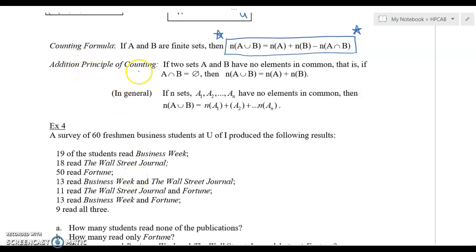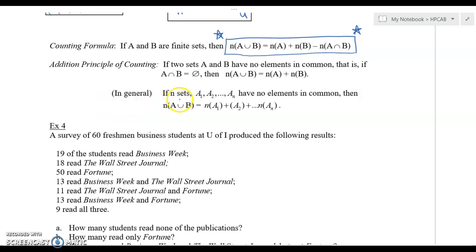Then there's the addition principle of counting. If two sets A and B have no elements in common, that is, if the intersection of A and B is the null set, then the number of A union B will have to be however much is in A plus however much is in B. You don't have to worry about subtracting off the intersection because there is nothing in common. So you just add however much is in A to however much is in B, and you've got your answer.